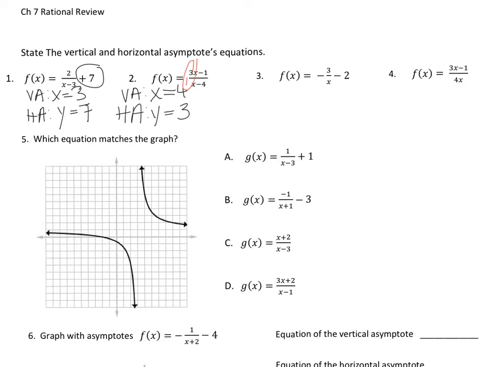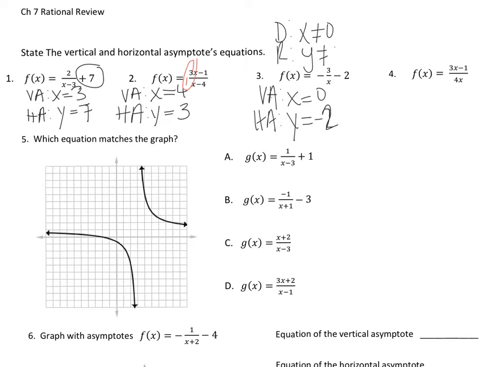Once again, our vertical asymptote on negative 3 over x minus 2 comes from what makes the denominator 0. Since I'm not adding or subtracting anything, it's just x equals 0. And our horizontal asymptote is y equals negative 2. And a side note, this question doesn't ask for it, but what is our domain and range for each of these? Our domain is x does not equal our vertical asymptote. In this case, number 3 is 0. And our range is y does not equal our horizontal asymptote, negative 2. You can put that in set notation as well.